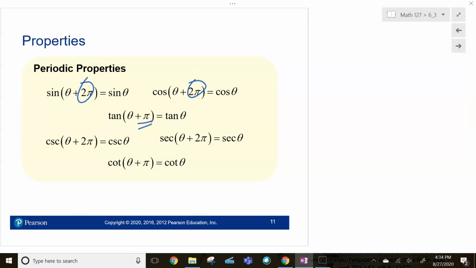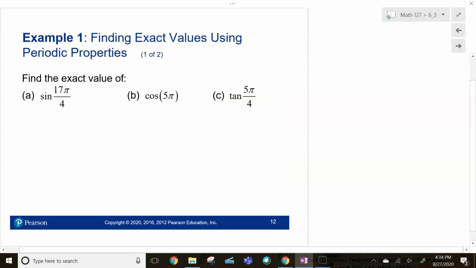And then their reciprocals. The reciprocal of the sine, cosecant, has a period of 2 pi. The reciprocal of the cosine, secant, has a period of 2 pi. The reciprocal of the tangent, cotangent, has a period of pi. Again, we're going to revisit those; we'll get more in depth as we graph these functions.